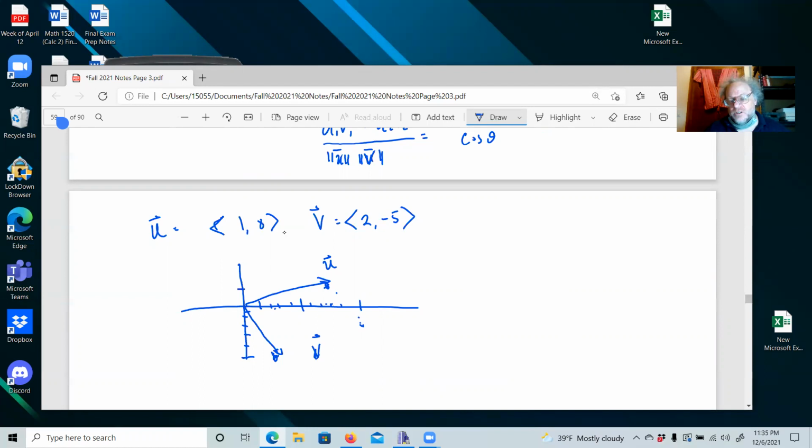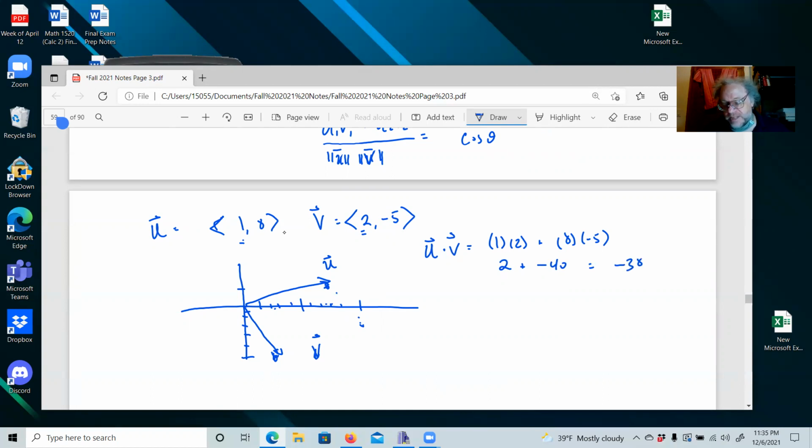So u dot v is equal to 1 times 2 plus 8 times -5. So that's going to be 2 plus -40, 4 times 5. So we're going to get -38. That's my dot product. And well, it's negative, but that's okay.